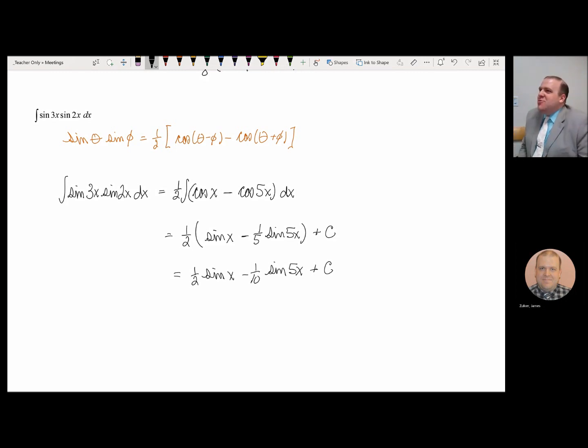I challenge you to do that on your own at home. Try to write this now as sines and cosines of just x. Actually, I did do it in my notes, but I'm not doing it.